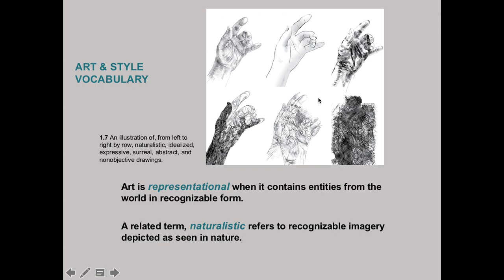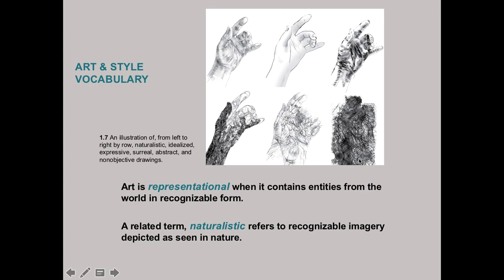And then this is abstracted, and this is distorted, enlarged, or, in this case, it's kind of repeated. So this could be referring to cubism right here. So that's abstracted. This last one that we're looking at is non-objective. There is no hand there.